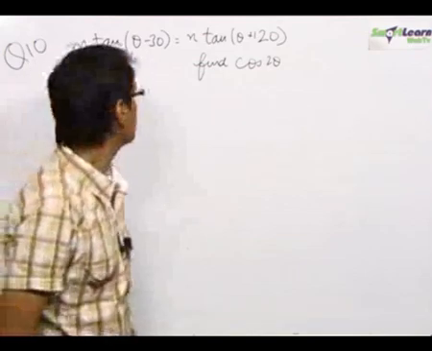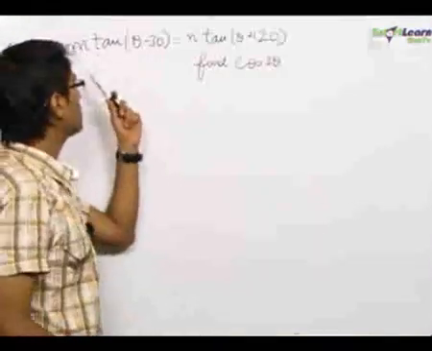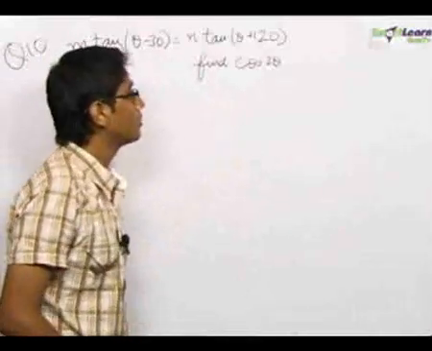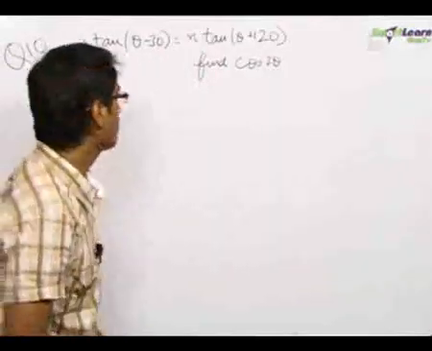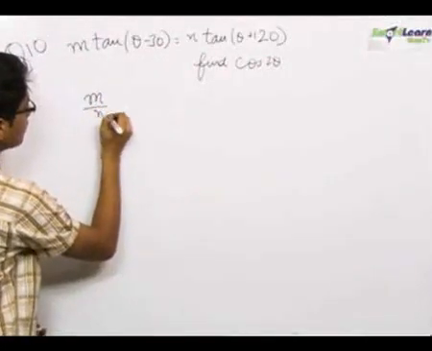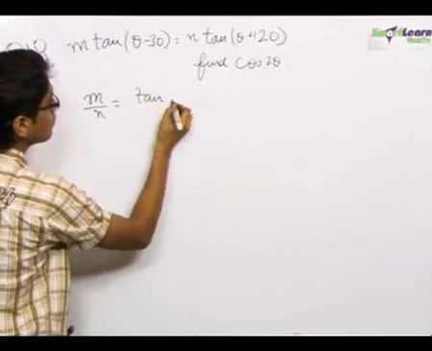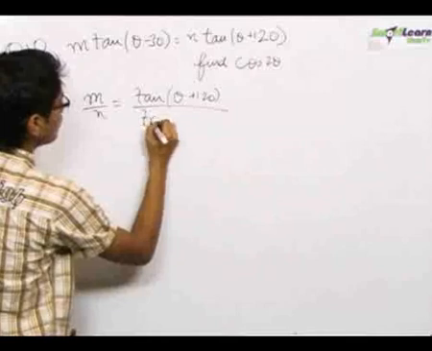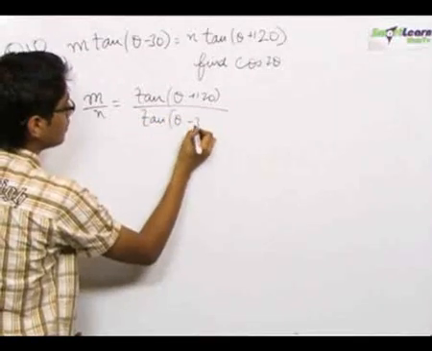Now in our 10th problem, we are given the equation m times tan(theta minus 30 degrees) is equal to n times tan(theta plus 120 degrees), and we have to find the value of cos 2 theta. So we can write m upon n as tan(theta plus 120 degrees) upon tan(theta minus 30 degrees).